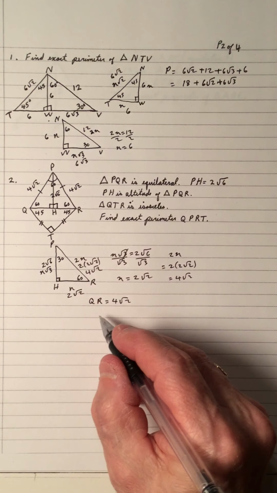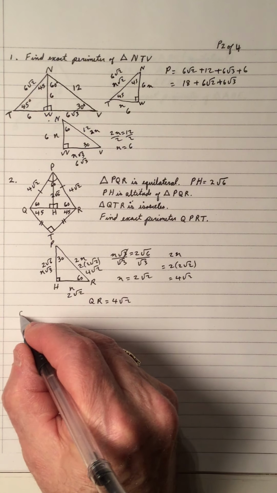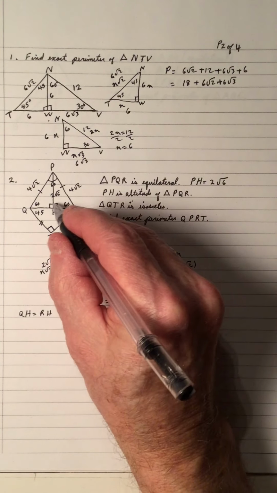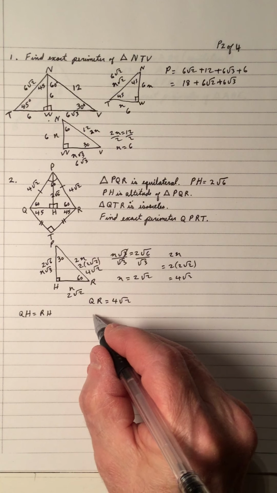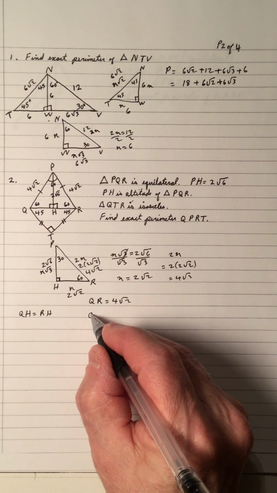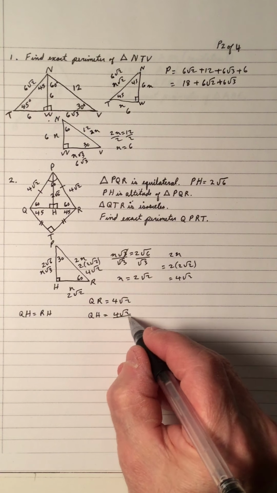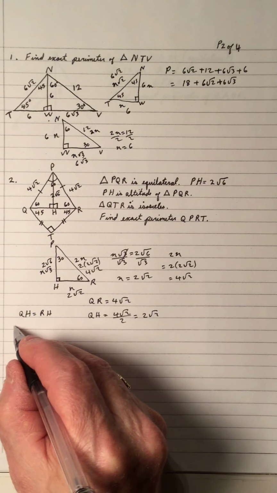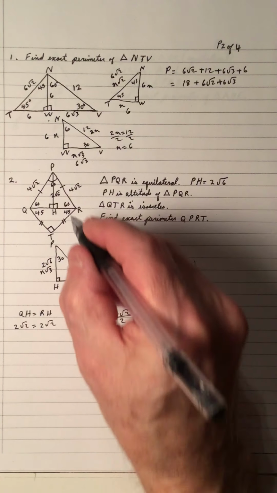But anyway, if these triangles are congruent, that means that I have QH equals RH, because the triangles are congruent. That means that QR is split into half, so QH is equal to 4 root 2 divided by 2, so it's 2 root 2. So that means QH is 2 root 2, and RH is 2 root 2.